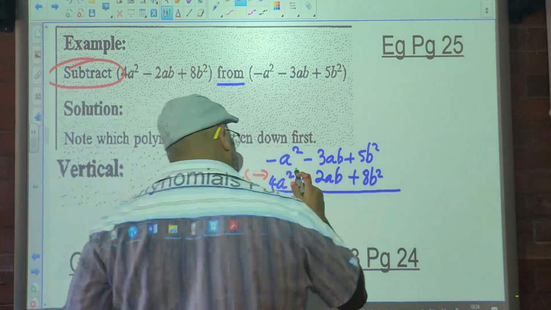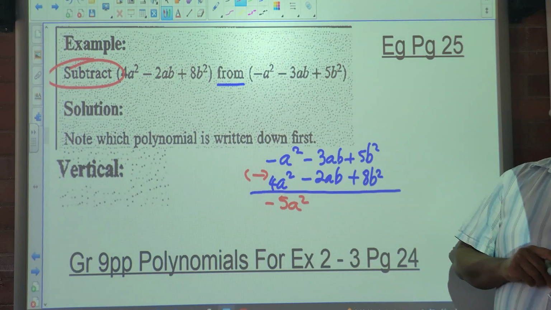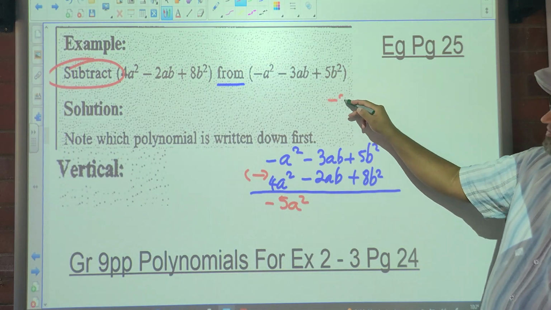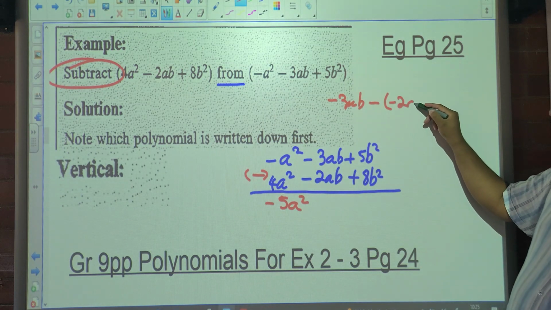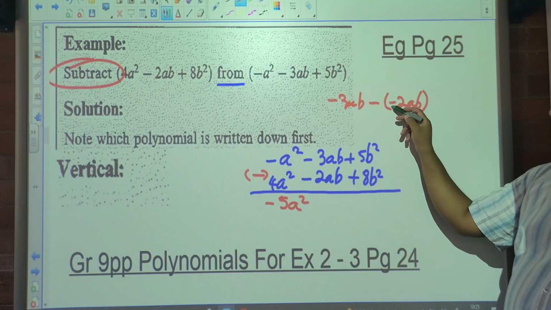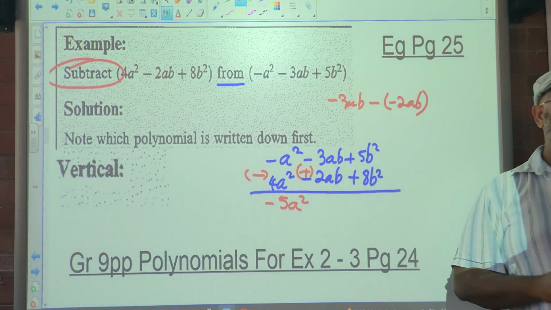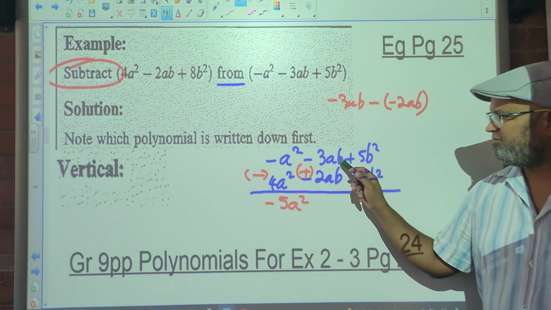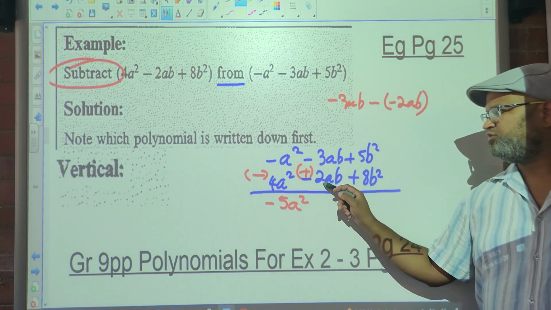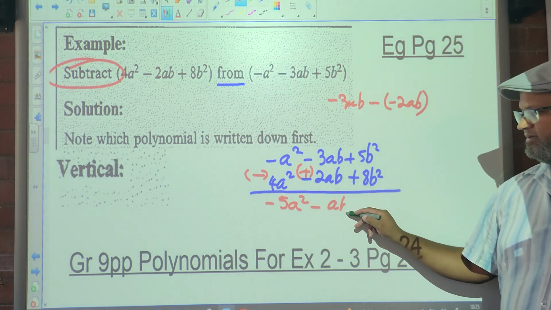So what are we going to do here? This is negative 3ab, so it's negative 3ab minus 2ab. What's negative times negative? Positive. So this is actually positive now. Okay? So what are we going to have? Negative 3ab plus 2ab, which is negative ab.